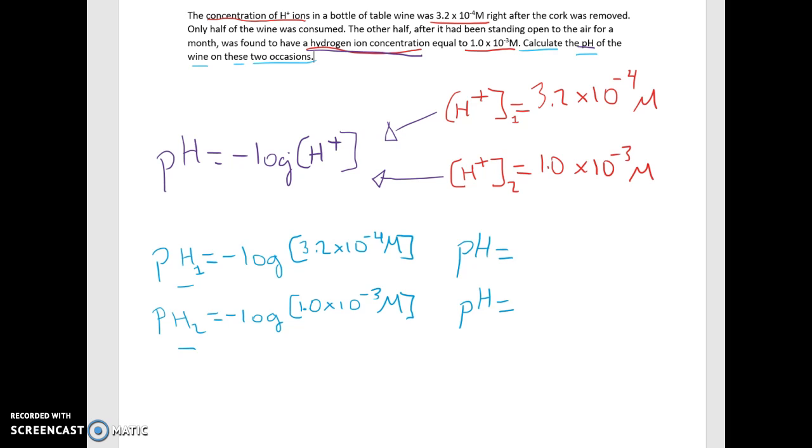So what we end up getting for the pH 1 is about 3.49, and then for the pH 2, we get about 3.00.